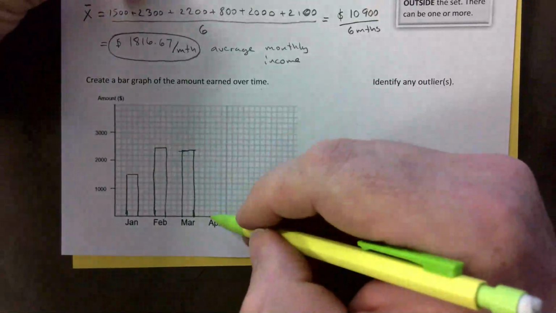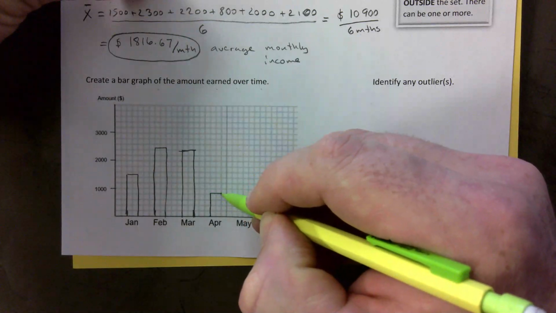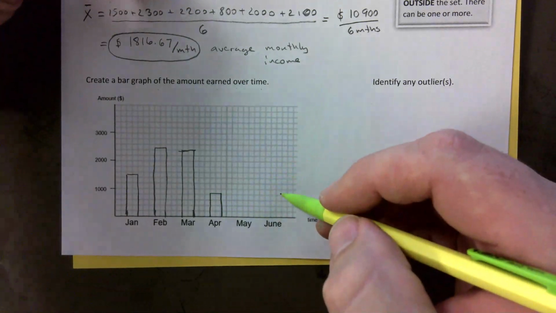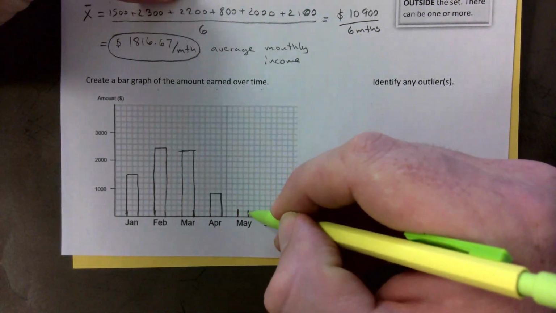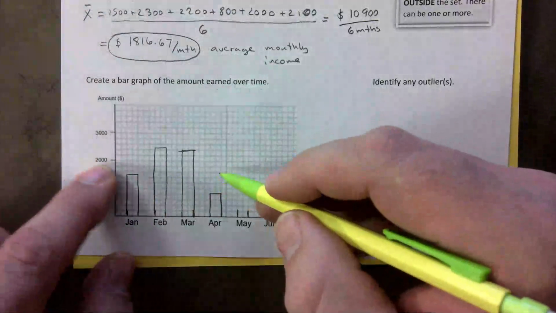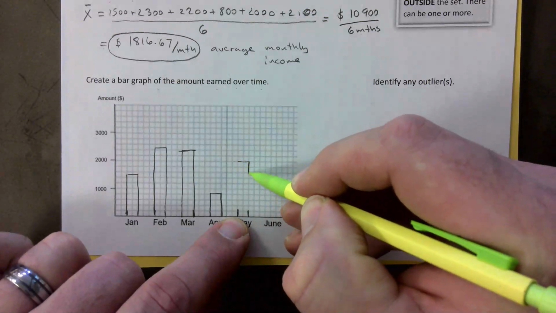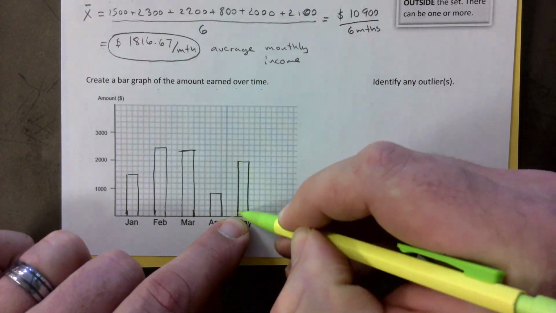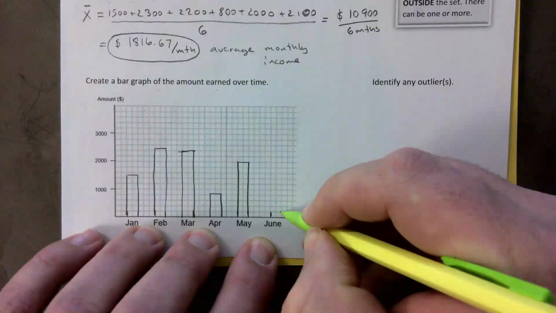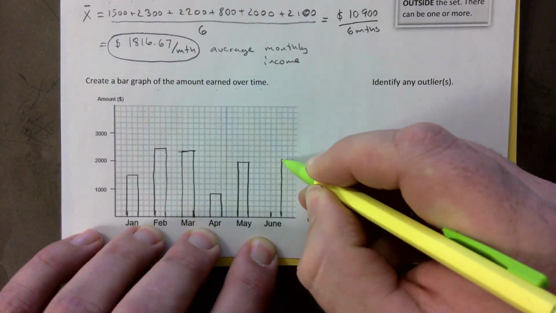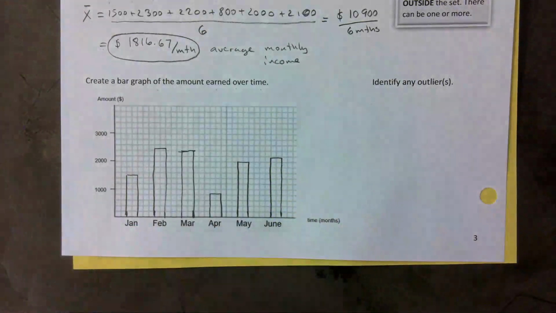And then 800 for April, right? And then 2,000 for May, so we go straight to 2,000, this line right there. And then 2,100 for the month of June. It should be a little taller than your May bar. And there you go.